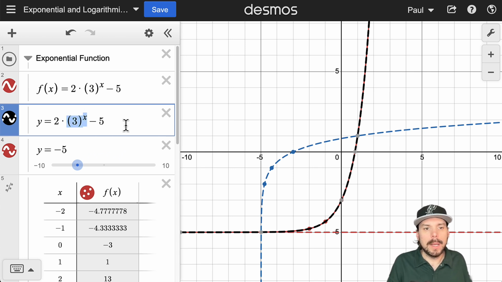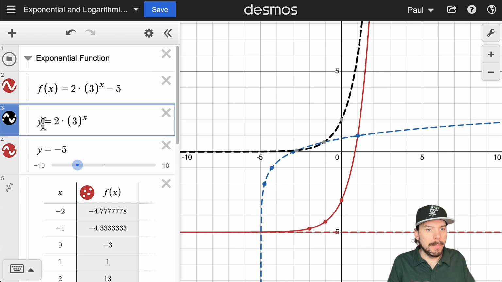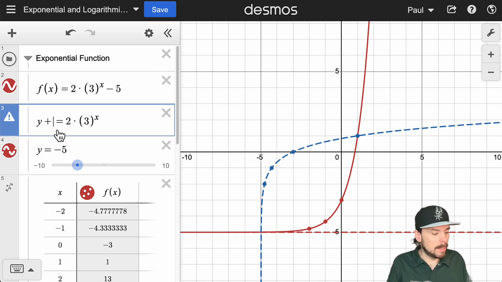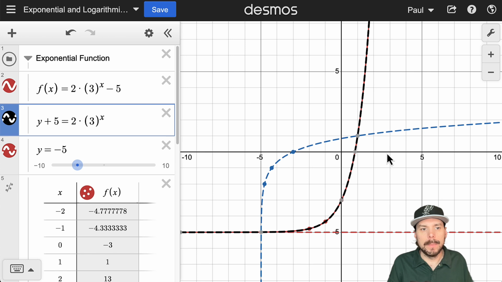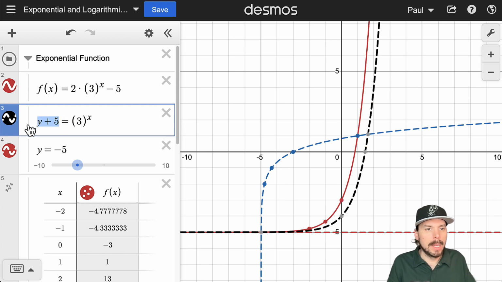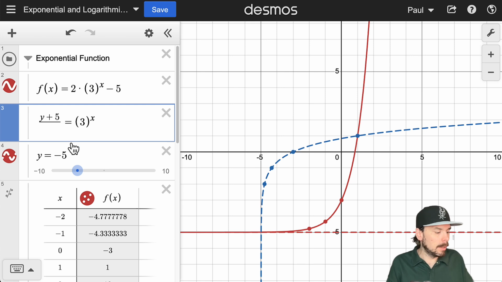The way we solve for x when we have an exponential is we really need to isolate that base with the power all by itself. So if I add 5 to each side, I'm going to see that jump over to the other side as a plus 5. And again, I still have that aligned graph. The other step would be dividing by 2 to get rid of that coefficient. I can just highlight the expression on the left and divide by 2 there. And still, we're showing the same relationship.